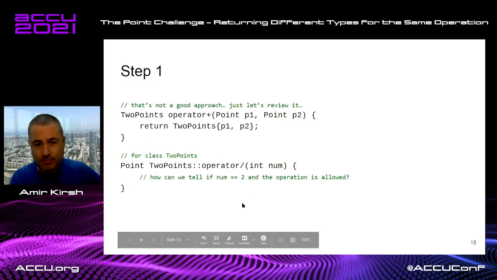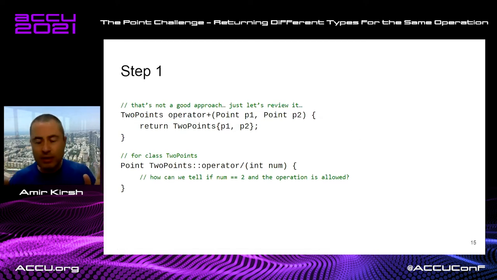Step number 1. We can create a class and call it 2 points. It's not the best solution. We would not keep it, but let's start by thinking, okay, we can have a class, call it 2 points. So then if we add 2 points, we would just return a new object of type 2 points. And then we can create an operator divide, getting a number, and if we are in 2 points and you divide by 2, then we'll return a point.